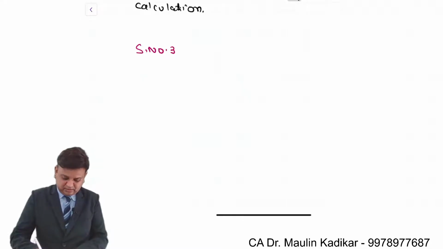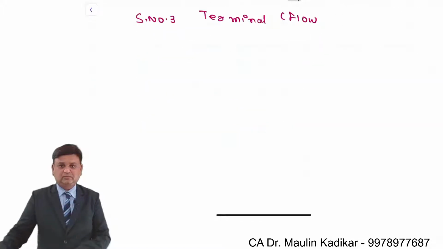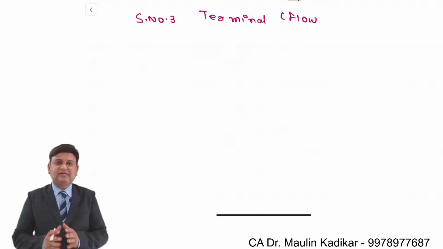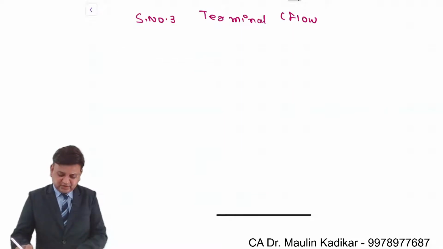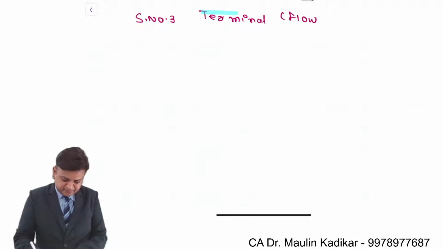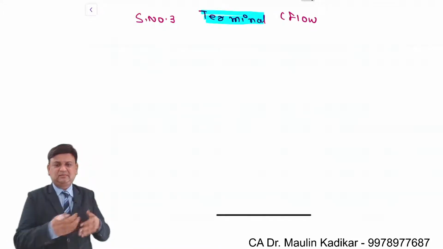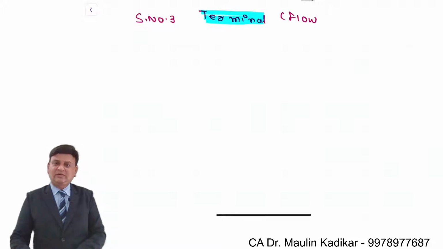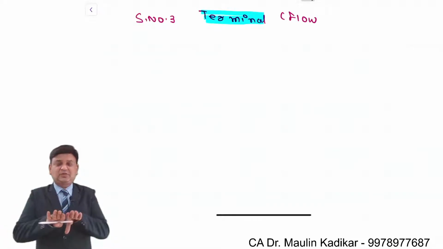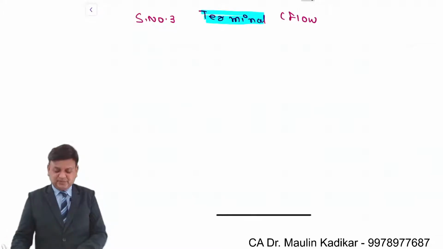Step number 3, terminal cash flow. Now let us understand what we mean by the term terminal cash flow. See, the word terminal means something which is coming to an end. So terminal cash flow means the amount of cash flow that you receive when the project is terminated, when the project is over. It will be computed like this.